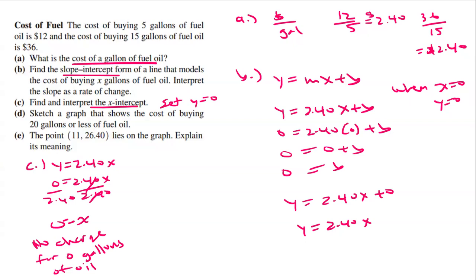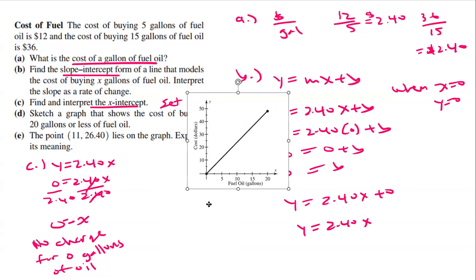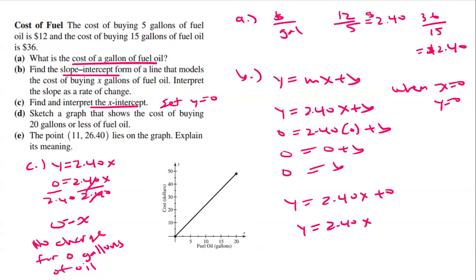And then for part D, they want us to sketch a graph that shows the cost of buying 20 gallons or less of fuel oil. So I know this is a little bit harder to do, but our graph should look something like this. So this is part D. All right. So again, our y-intercept was at 0. And this is the slope, or the rate, of this particular problem.